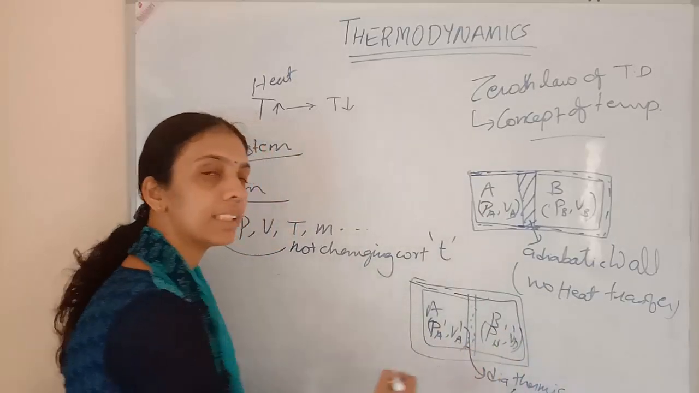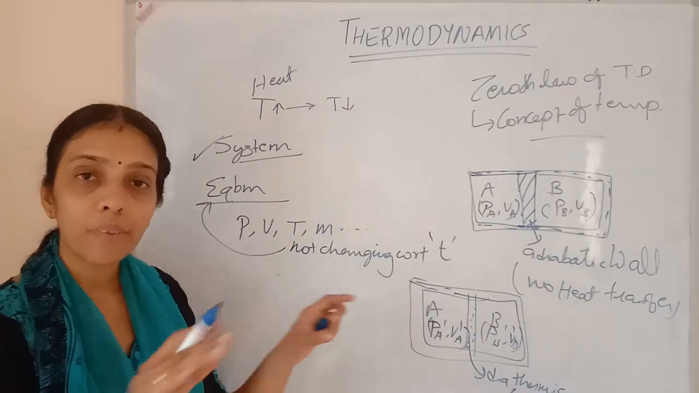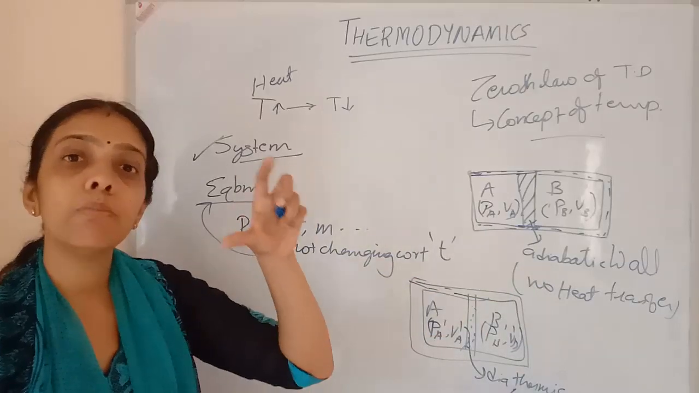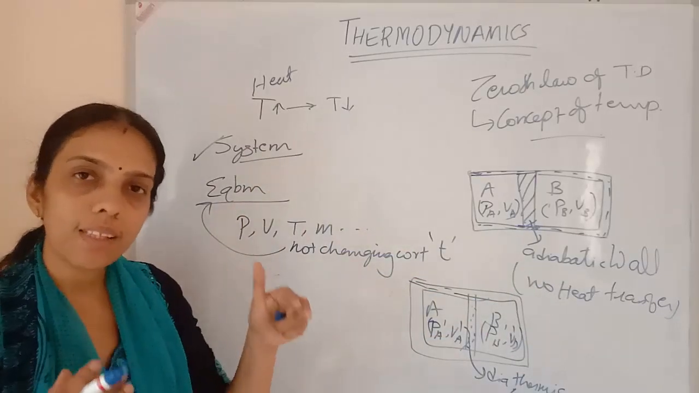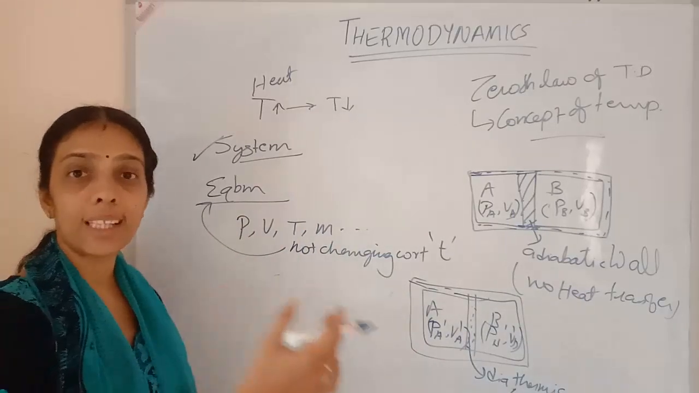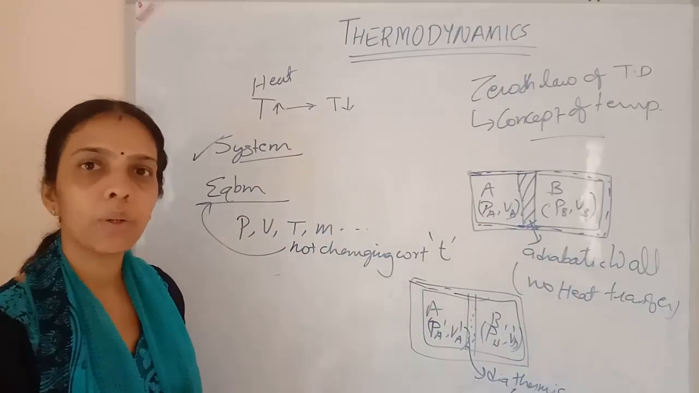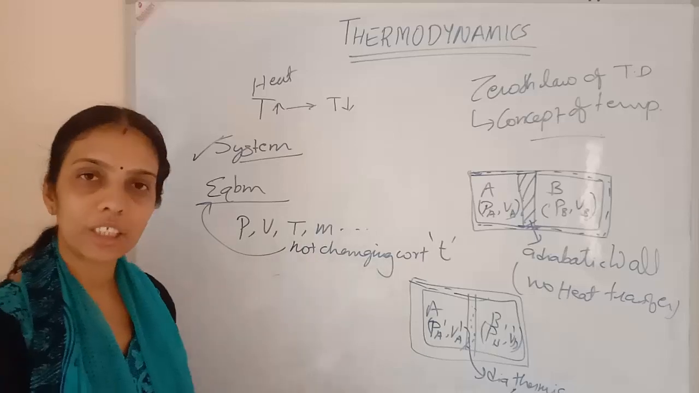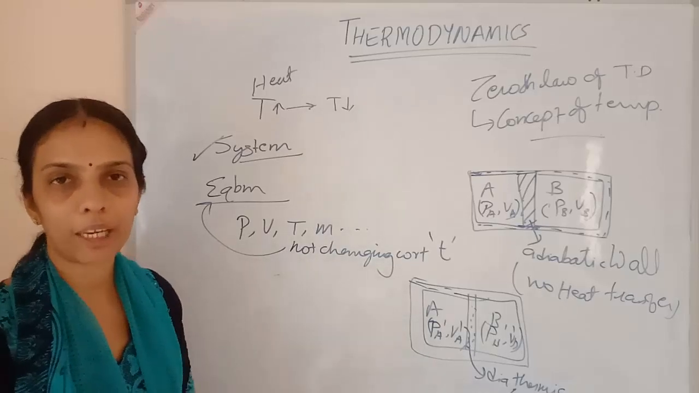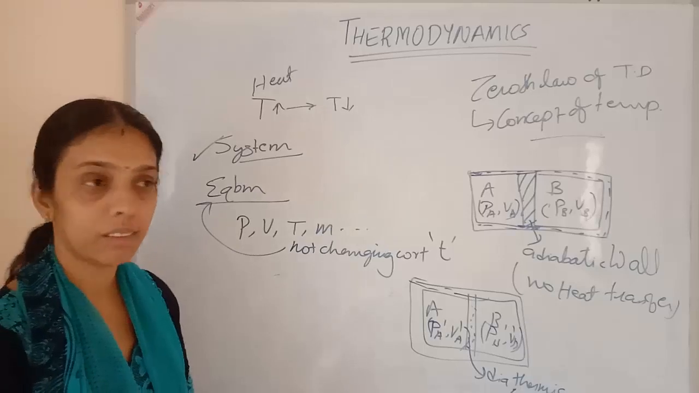That is, heat energy is transferring till both the systems have the same temperature. Once both systems have the same temperature, heat energy will no longer transfer from one system to another. The pressure and volume will also be varying, and they will attain different pressure and volume.